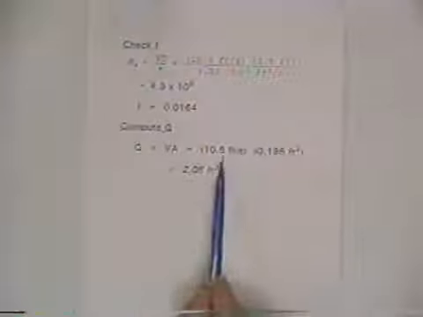And we just computed the velocity. We were asked for the volumetric flow rate, the discharge rate. So we multiply the velocity times the area. We'll get a discharge rate of 2.06 cubic feet per second, flowing from one container to the other.